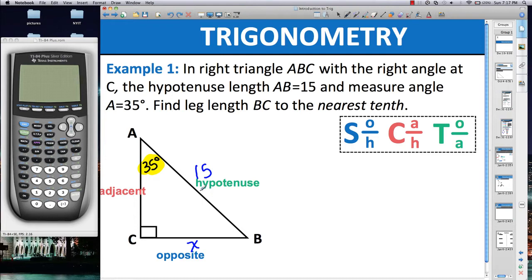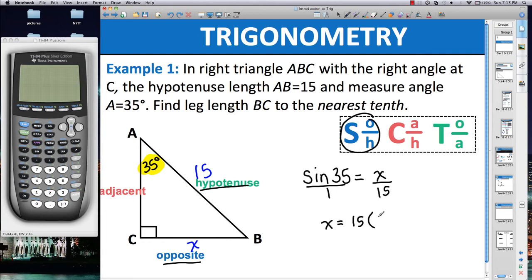So the two sides we're going to be dealing with are the hypotenuse and the opposite side. That means we're going to use the trig function sine. To set it up, the sine of the angle, so sine of 35, because we know our angle is 35, equals opposite, which is x, over hypotenuse, which is 15. Now we can put sine of 35 over 1 and cross multiply. So x equals 15 times the sine of 35.